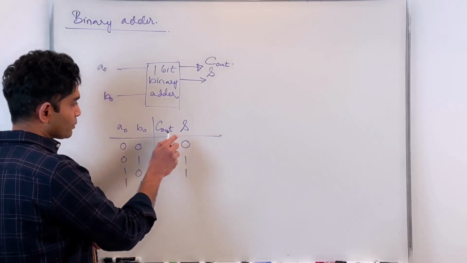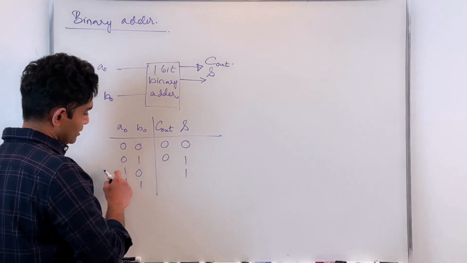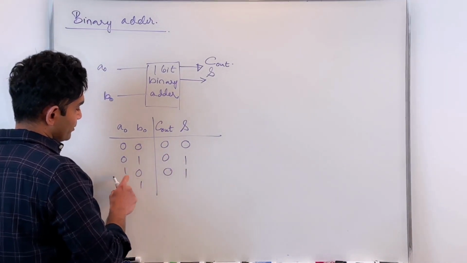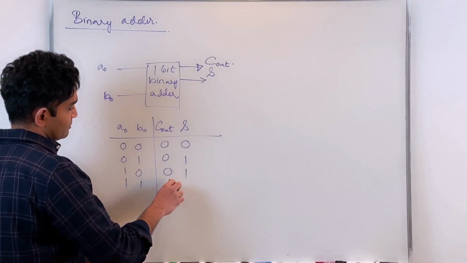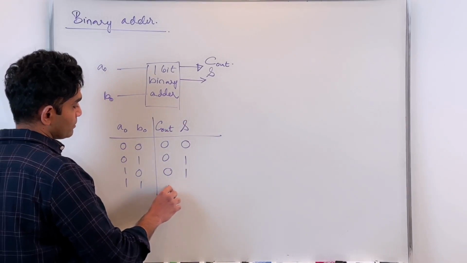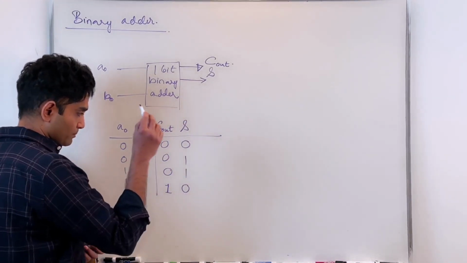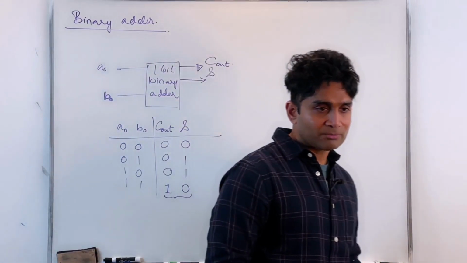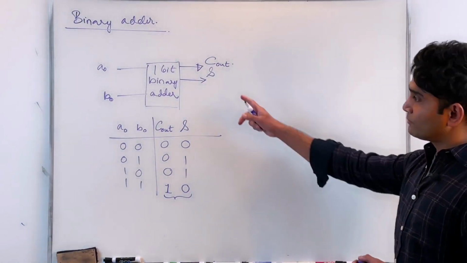0 plus 0 is 0, so C out is 0. 0 plus 1 is 1, C out is 0. 1 plus 0 is 1, C out is still 0. 1 plus 1 is 2, my C out is 1, sum is 0. So I read this as my sum: 1, 0 is my sum, which is 2. So I need to have two bits for the output.